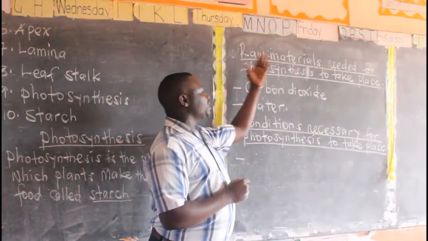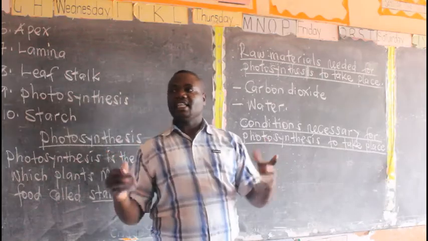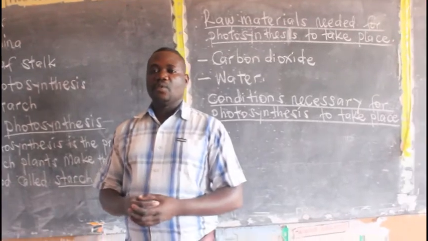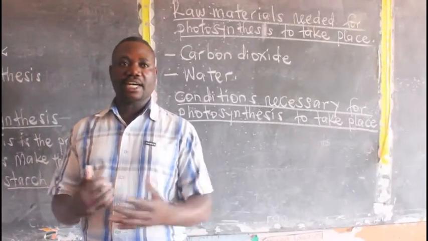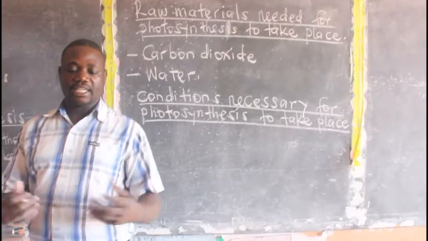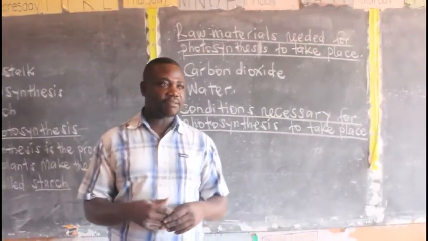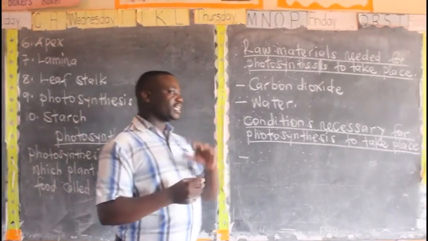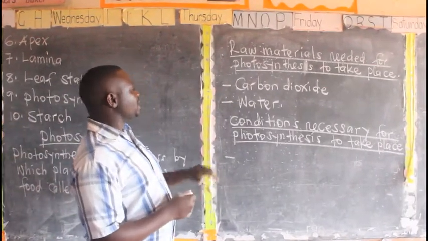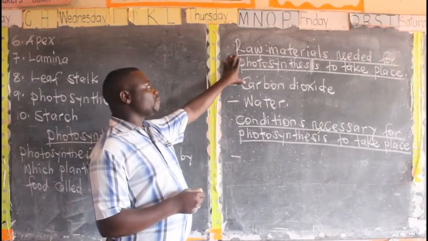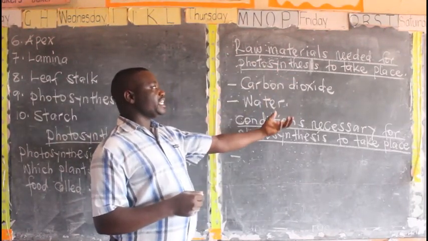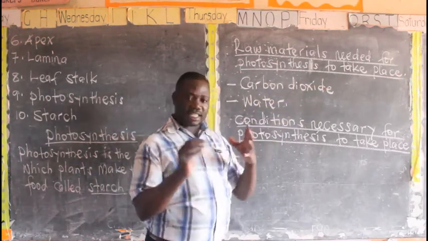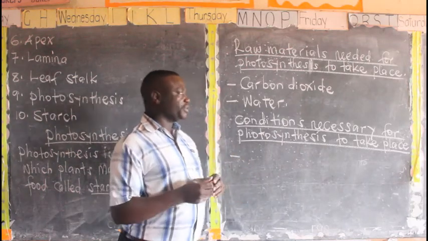When we look at raw materials, it's like looking at things that someone needs to survive. We need food, we need water, we need clothes, we need even shelter, okay? We need even security, protection before we can survive. You may have food, but when you're not secure, then you can't survive. We need protection. Therefore, likewise, even the plants have raw materials, things needed by plants to carry on photosynthesis, things needed by plants to make their own food.